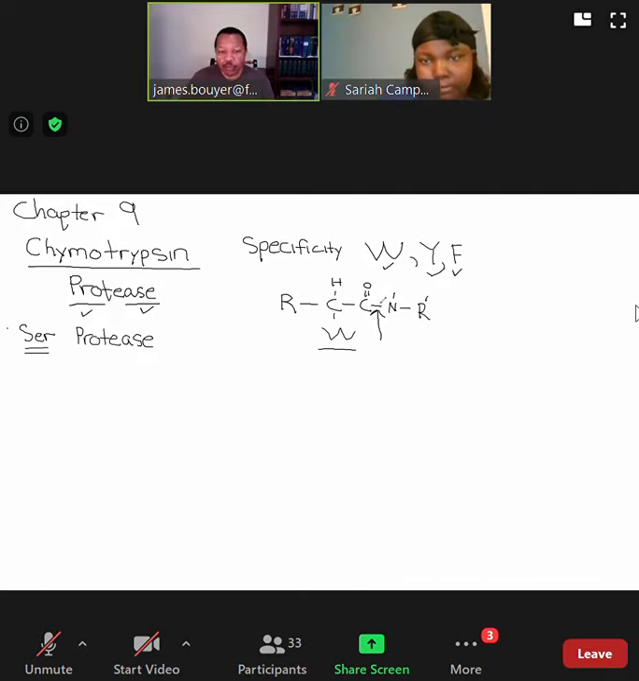When chymotrypsin breaks that bond, this carbonyl is going to become a free carboxyl group. This nitrogen with the hydrogen there, it already has a hydrogen. This is going to become a free amino group. So the focus is right here.